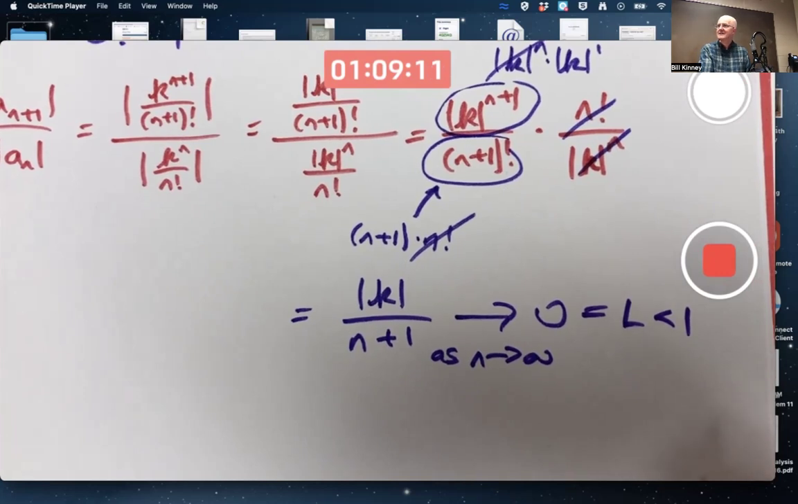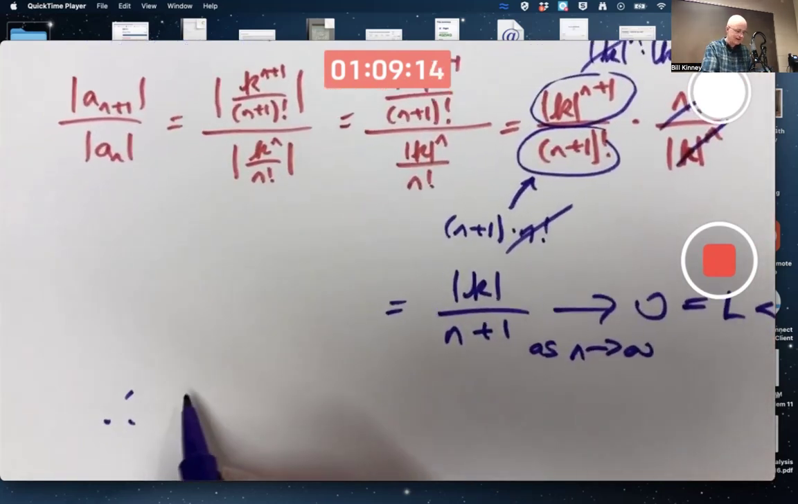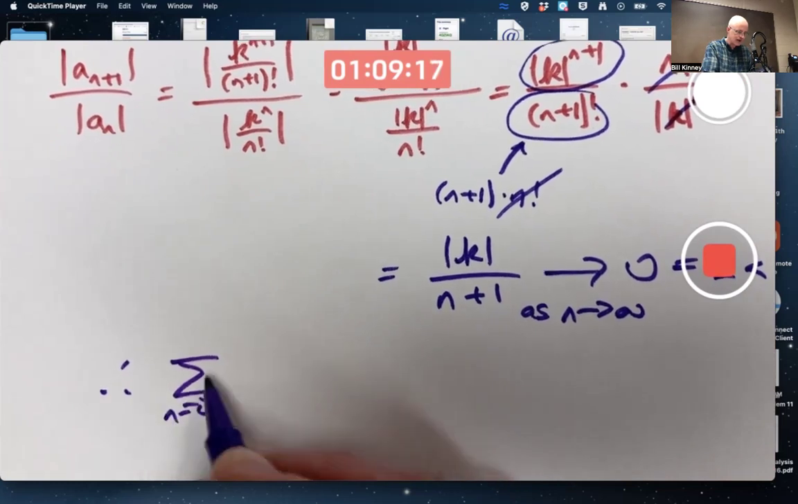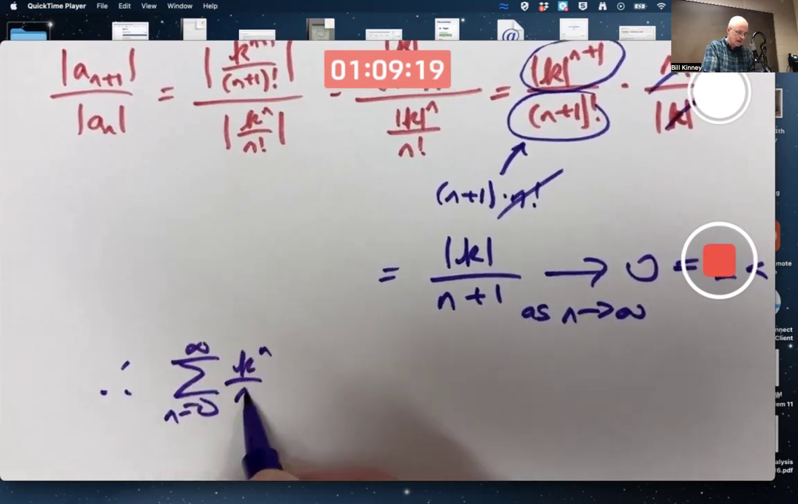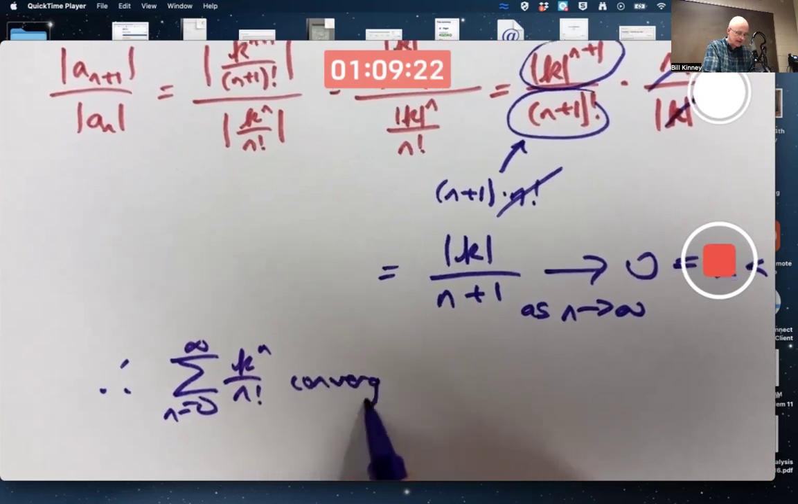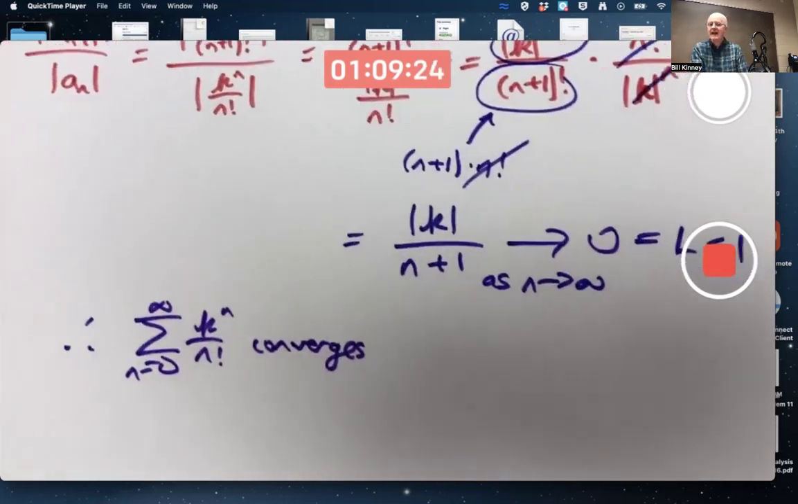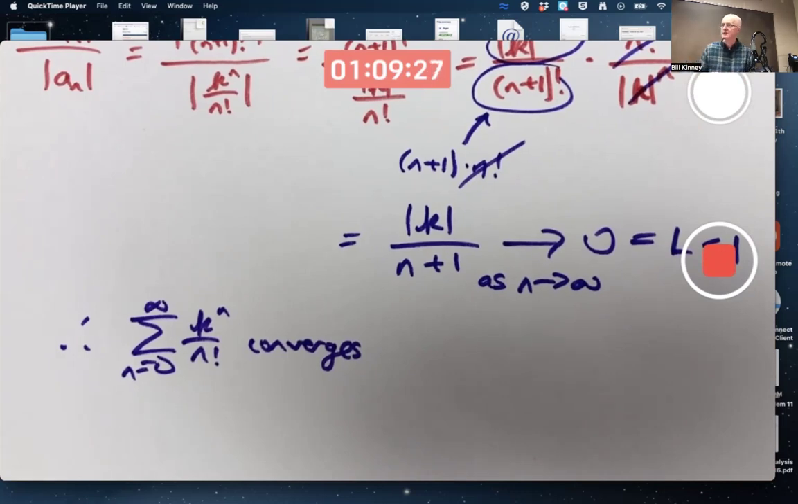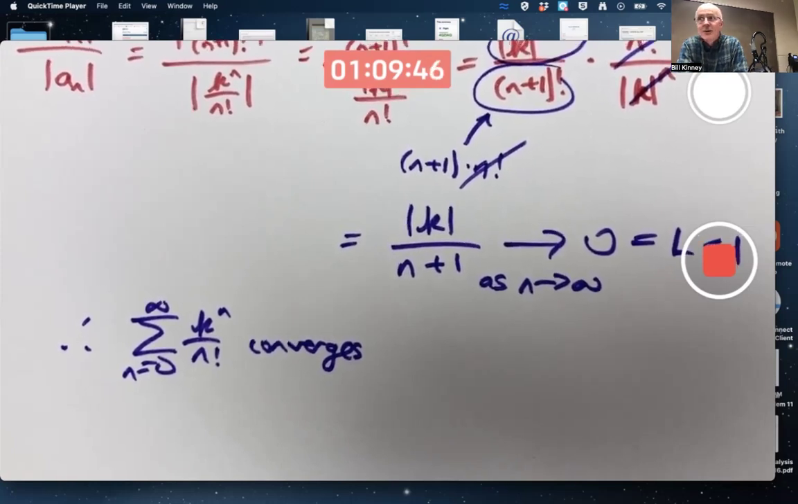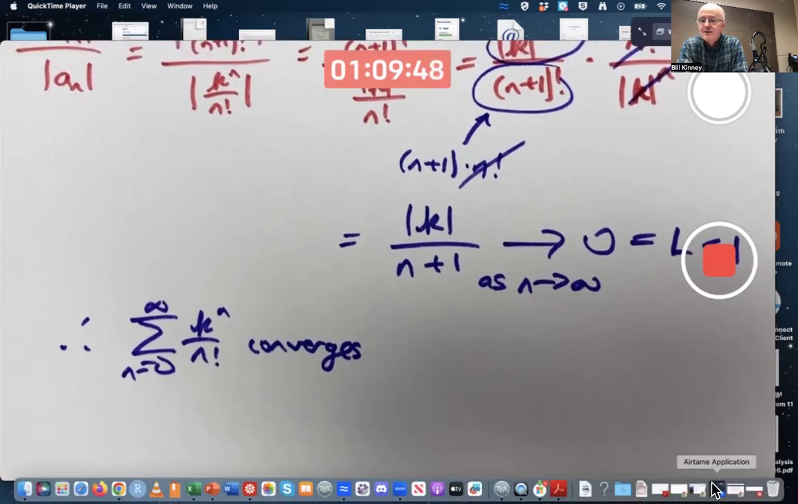Therefore, by the ratio test, the series in question with a summation sign converges. And it doesn't matter what k is. Doesn't matter how big k is. k could be a googol and it still converges. It could be a googol factorial and it still converges. It could be a googol factorial, a googol times to the googolplex power, and it still converges, because n is going to infinity and factorials grow faster than powers.